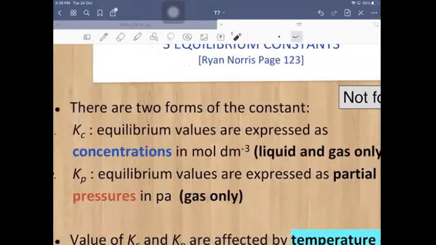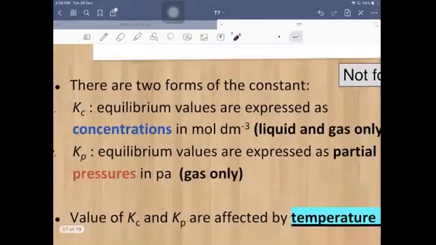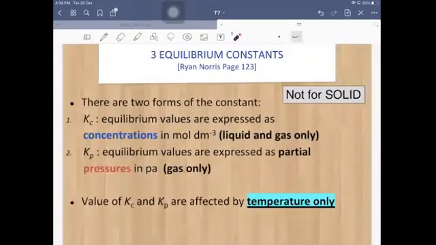Okay, I will talk about partial pressure later on. And because we're talking about pressure, it only applies to gaseous reactants and products. No liquid, no solid, no aqueous. And as I have mentioned just now, values of Kc and Kp are affected by temperature only. So students think that because Kc and Kp are numbers, if we increase the concentration of either your reactant or products, this number will also change. No, only temperature can change the number. Only temperature can change the constant.